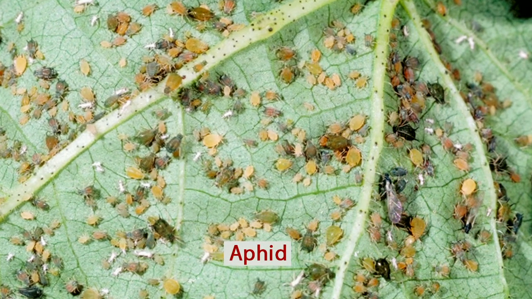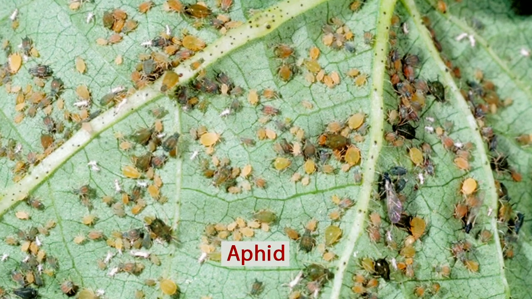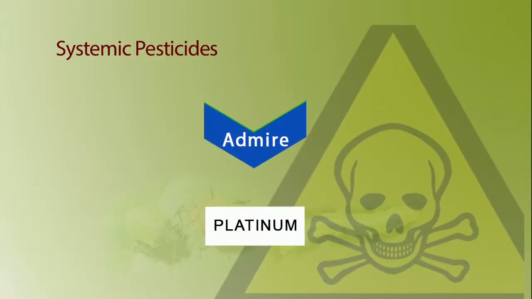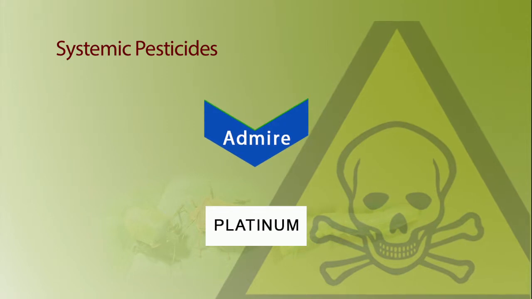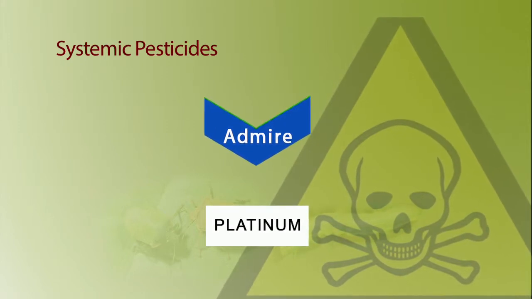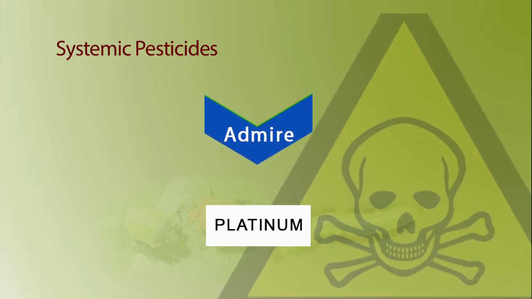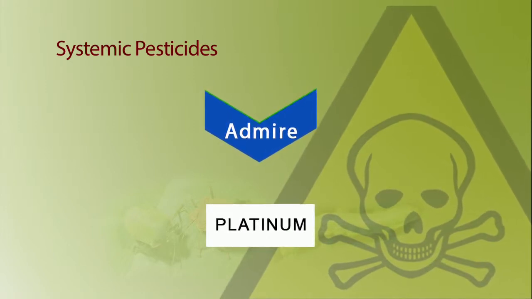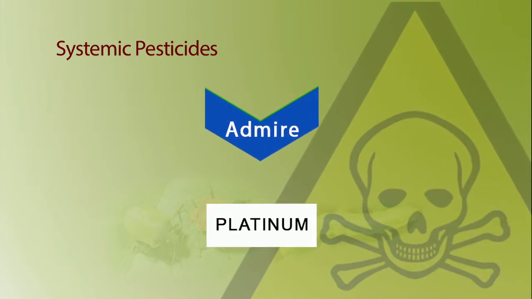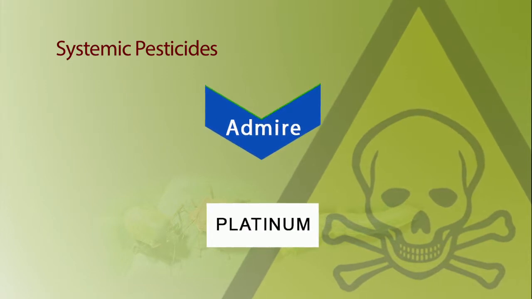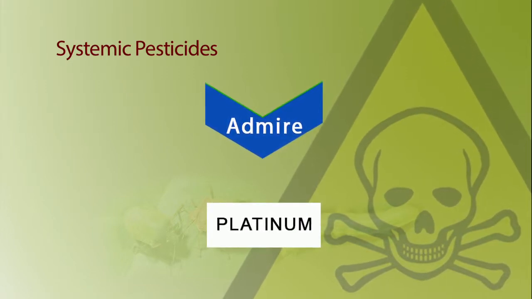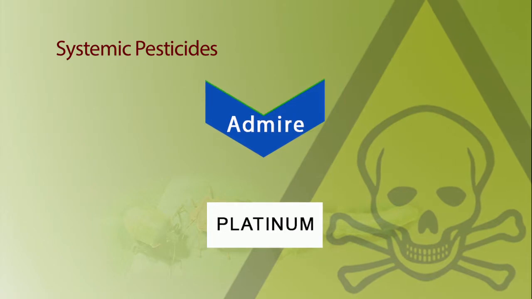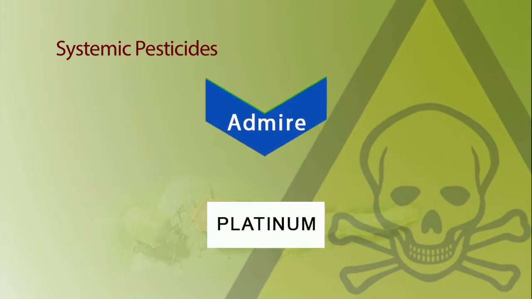Controlling the aphids helps reduce virus problems on vegetables. Farmers may use Admire or Platinum, which are both systemic pesticides, meaning they are absorbed into all parts of the plant and cannot be washed off. Systemic insecticides not only poison invading organisms, but also poison the flower and nectar and may kill bees and other beneficial insects, so it is important to use them sparingly.